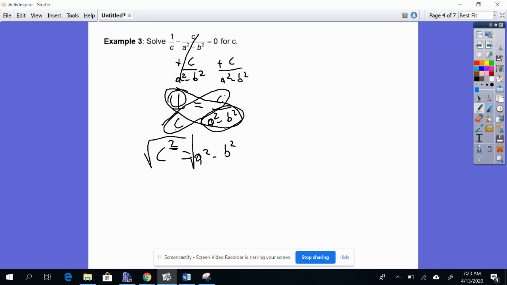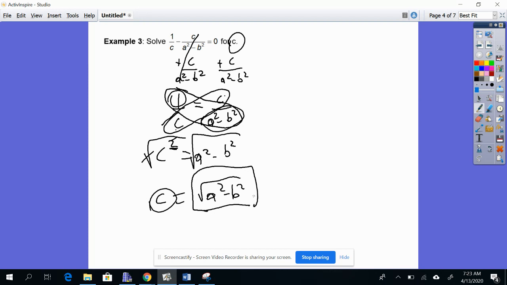If I do it to one side, I need to do it to the other side. Remember, the whole goal here is to get to c. So the square cancels out. c equals the square root of a squared minus b squared, and I am done. I've got c. I don't need to do anything with this left side. It's done. There's my answer.